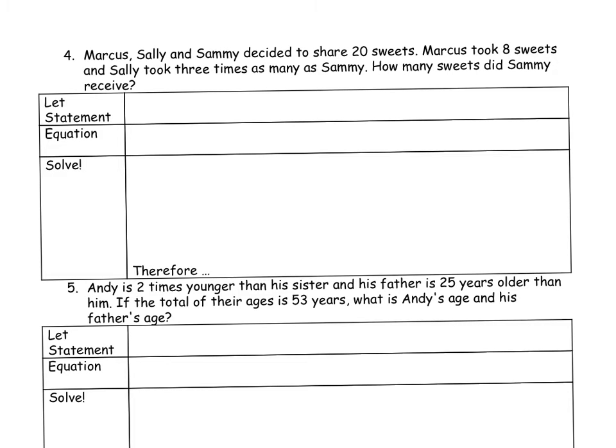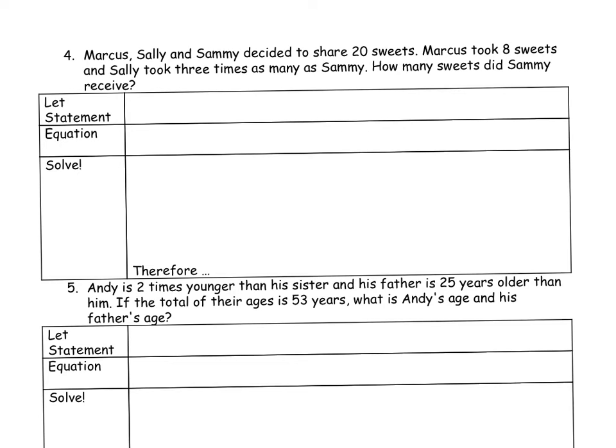So Marcus, Sally, and Sammy decided to share 20 sweets. Marcus took 8 sweets and Sally took 3 times as many as Sammy. How many sweets did Sammy receive? Okay, so let's unpack this.